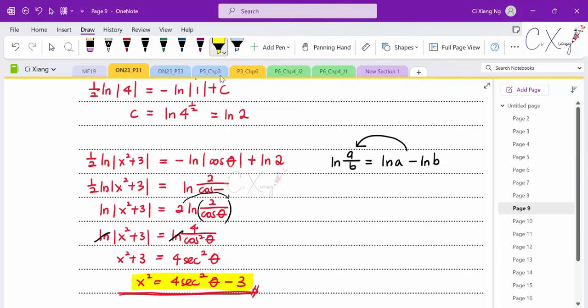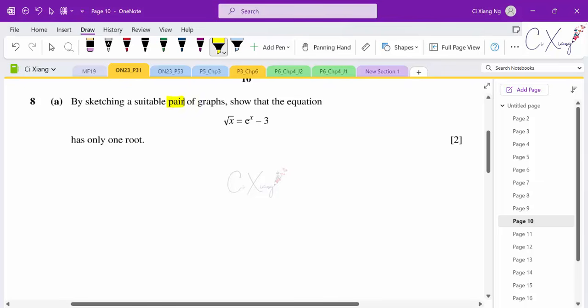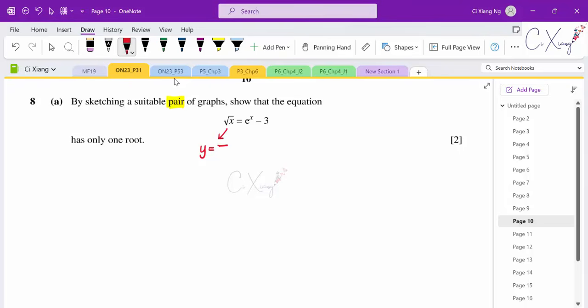Okay, so this is how we solve question number 7. Alright, so question number 8 now. By sketching a suitable pair of graphs, so I highlight the keyword pair. Pair means that you have to draw two graphs to show that this equation has only one root. So how to draw two graphs from this equation? By right, you should know that the two equations here should be y equals to square root x. Then the other one you have to sketch is y equals to e power x minus 3.